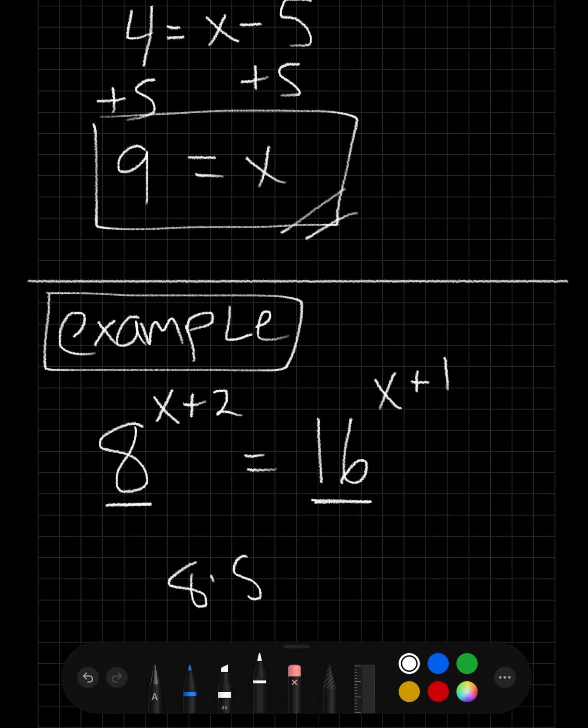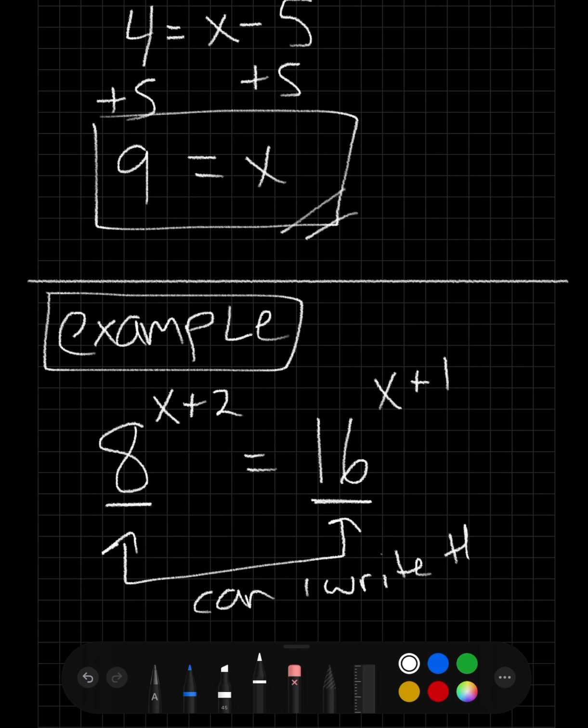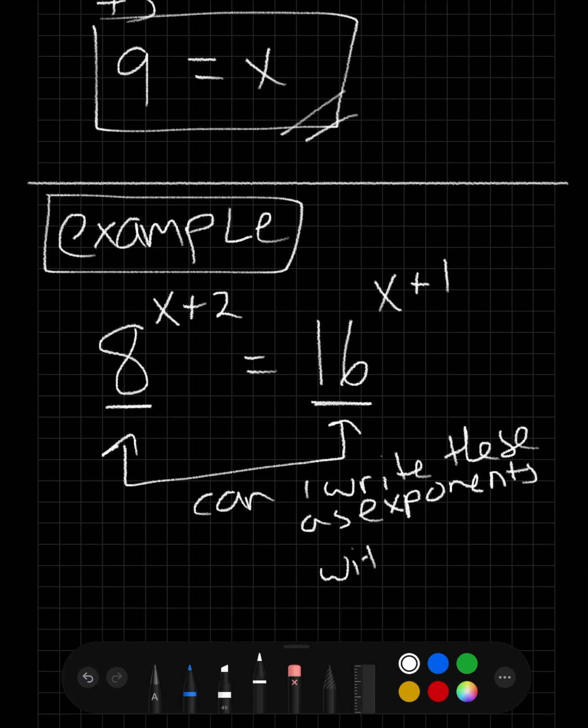Well, 8 times 8 gives me 64. That's way too big. It's way bigger than 16. That's not going to work. Okay, so what I can do is actually see if 8 and 16, if I can write them any smaller. Can I write these as exponents with the same base?